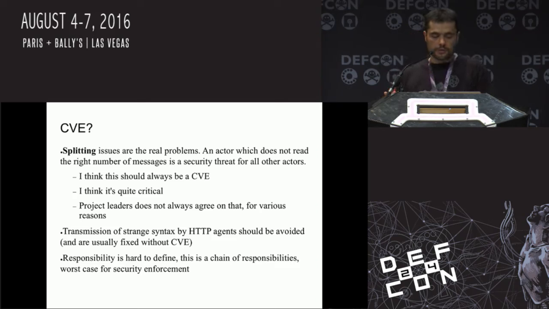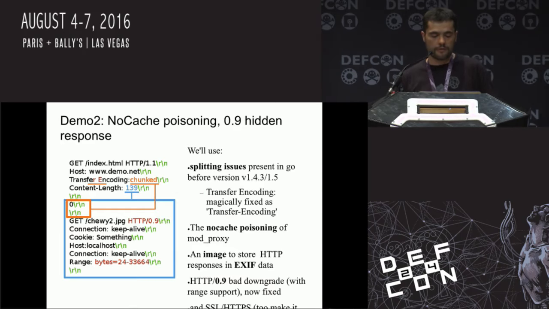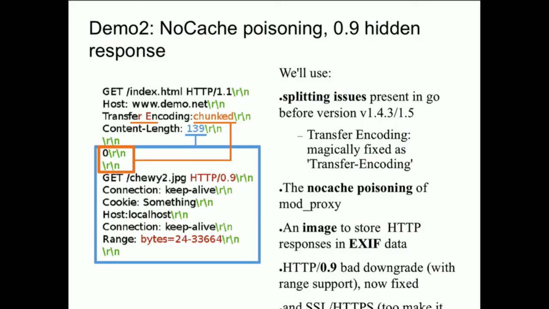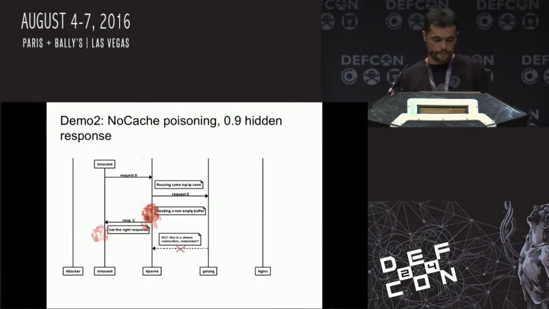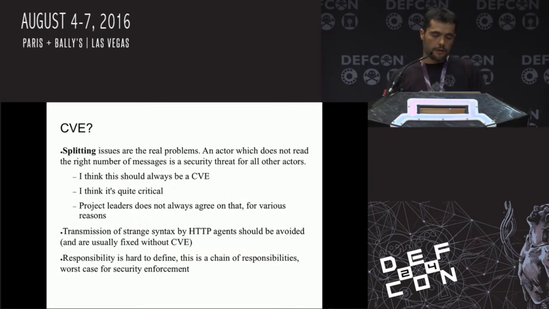The other issues are the transmission of strange syntax. Like, I had something with a very strange syntax, like Transfer-Encoding with a space. You should not have any header with a space in the header name. And a reverse proxy could detect that this header is invalid and could reject your query. But usually, they do not do this. So there's a big problem of responsibility, because everyone is trusting everyone else, and no one wants to take full responsibility for the problems in things which look like smaller things.